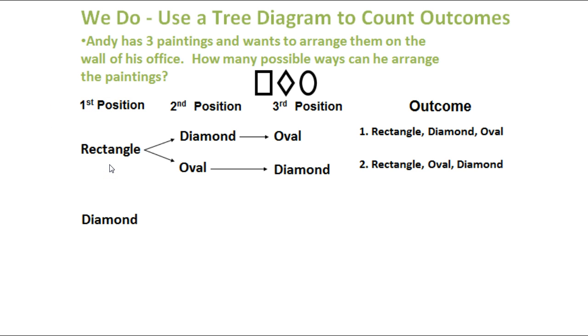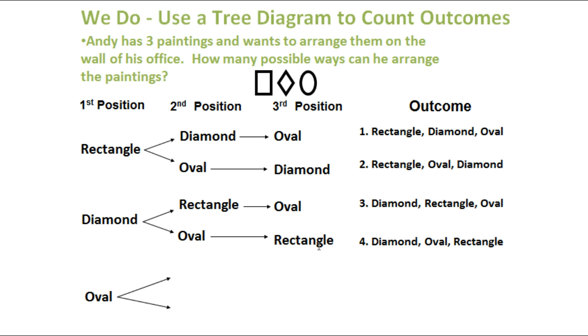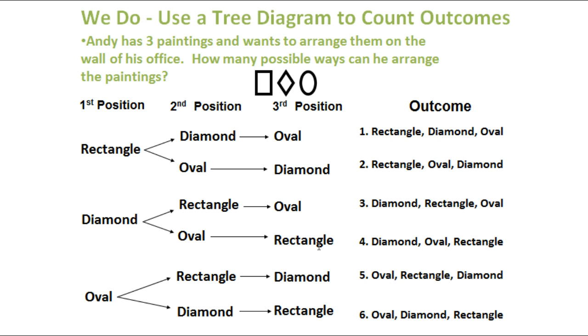Well, what happens if we did the diamond first? So if we choose to do the diamond first, that means the next one will either be a rectangle or an oval, one of the two. And if it goes diamond, rectangle, then the next one has to be an oval. And if it went diamond, oval, rectangle, then the next one has to be a rectangle. So we have an additional 2 different outcomes that we can have. And the final one is our oval. If we have an oval, then we can either have a rectangle or a diamond next. And we're going to follow that same pattern. What we'll realize here, if we use this tree diagram, is that we have 6 different options for ways that Andy can hang those pictures.